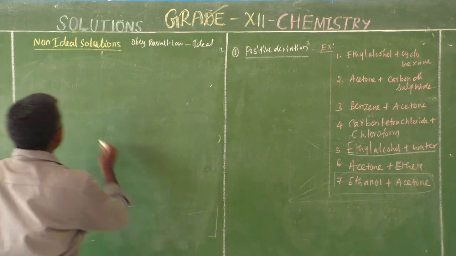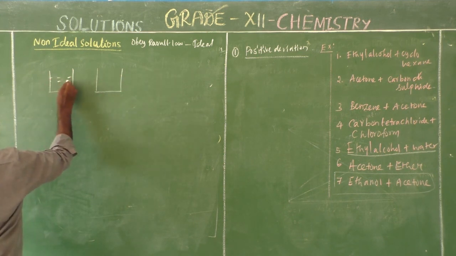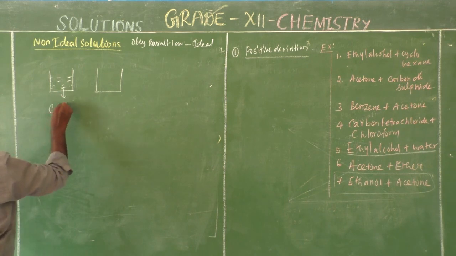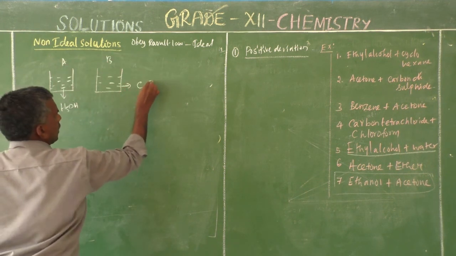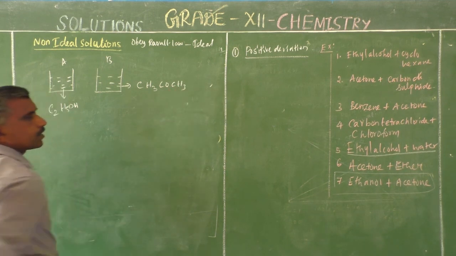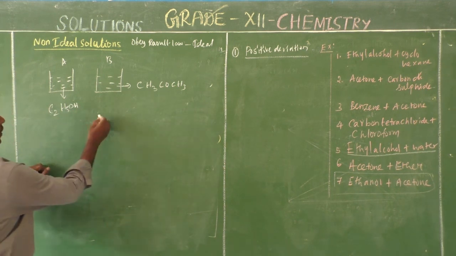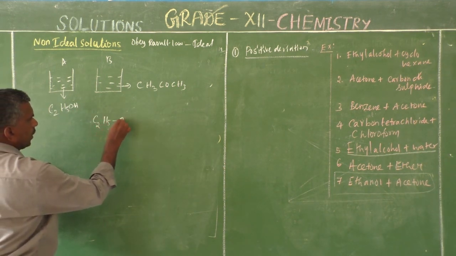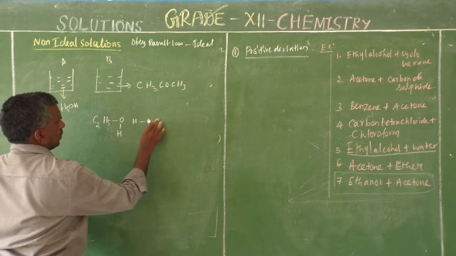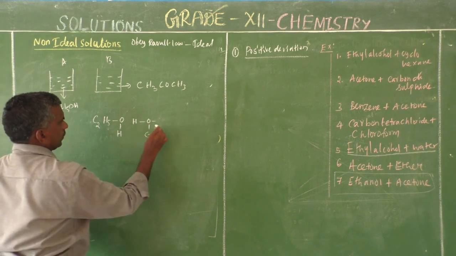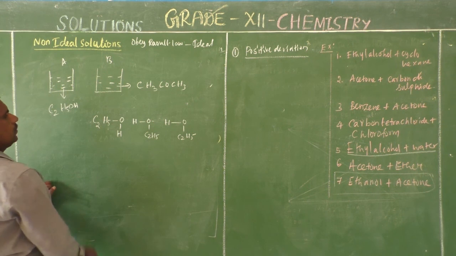Now, positive deviation. The first beaker has ethanol, C2H5OH, which is component A. Component B is acetone, CH3COCH3. Now you see, ethanol has hydrogen bonding. Last year you studied hydrogen bonds. This is ethanol, C2H5OH, and so on.